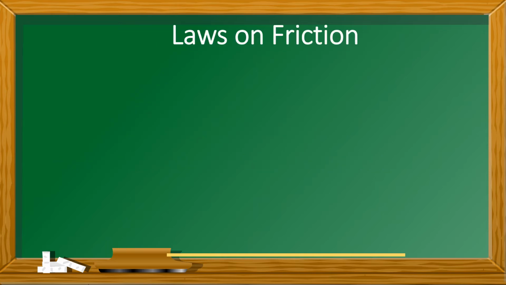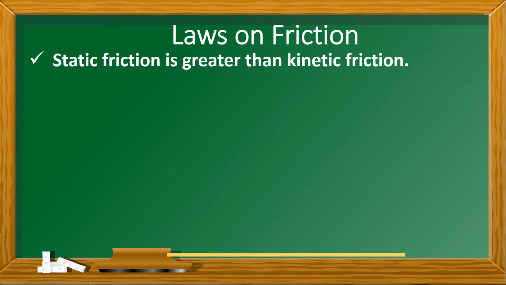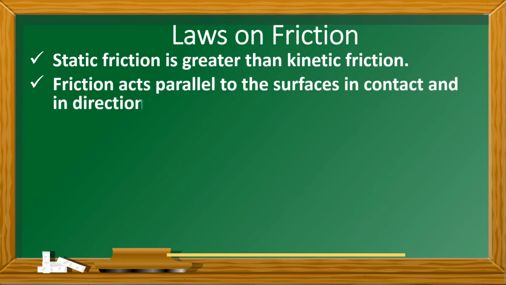Now, there are also some laws governing friction. The following are the laws governing sliding friction and static friction. The first one is that static friction is greater than kinetic friction in magnitude. Experience tells us that we need to exert a greater force to start motion than to maintain it. The second one is that friction acts parallel to the surfaces in contact and in a direction to oppose motion. Friction cannot produce motion; its main role is to oppose motion.